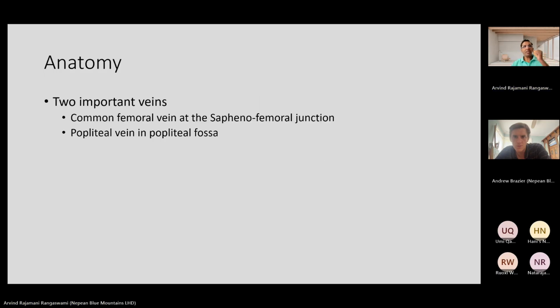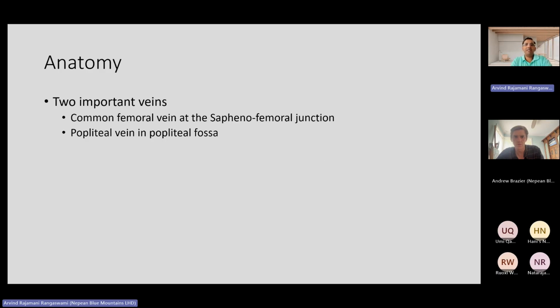Now, focusing on the lower limb above knee DVT, there are two important veins. One is the common femoral vein at the saphenofemoral junction, and the other is the popliteal vein in the popliteal fossa. You'll notice that I have skipped the parts in between. The reason is that in an emergency situation, it is reasonably clear if these two points are clear of DVT.